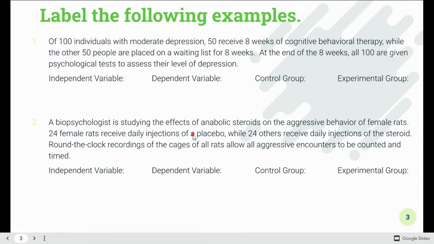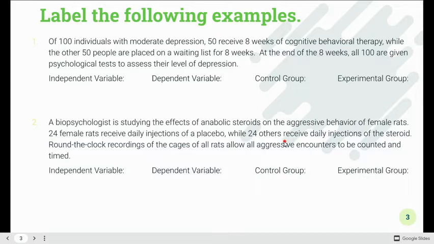Placebo is a non-medicine treatment. So sometimes they'll call it a sugar pill. In this case, it would be an injection of like saline. So they're getting a shot, and there's some juice in the shot, but there's no medicine, okay? So the control group is the placebo group. They get no medicine, the 24 rats. The experimental group is the 24 that get the steroid injections.